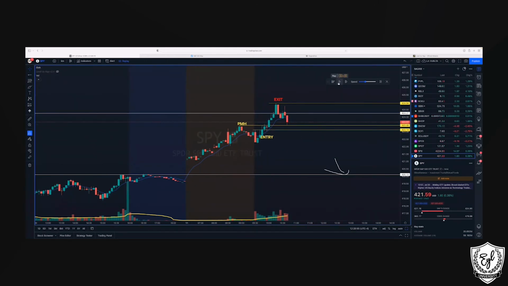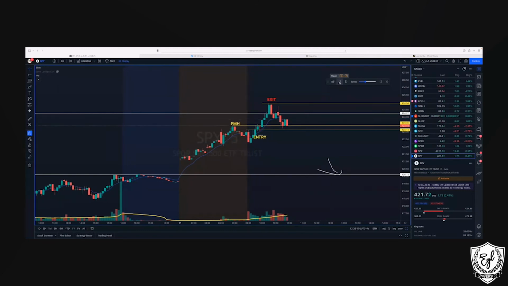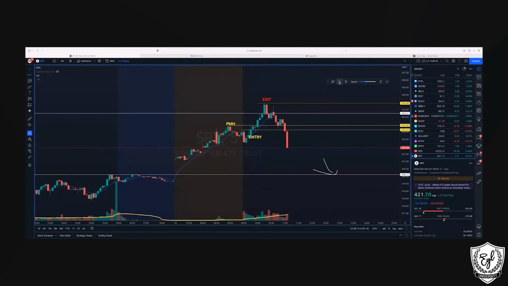Would that be your entry? Drop a 1 if that will be your entry for puts. Yes, it closed below the 9, 100%. And we stay in the trade until it finally breaks the 9, right? Didn't break above. And that's easy money.